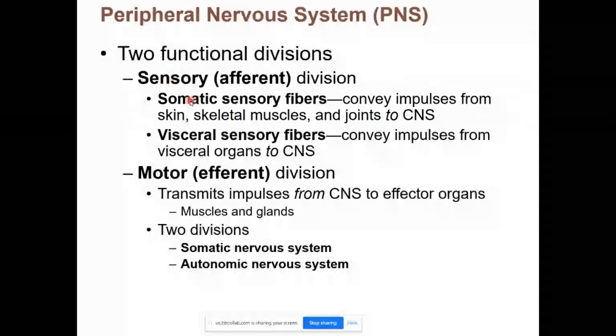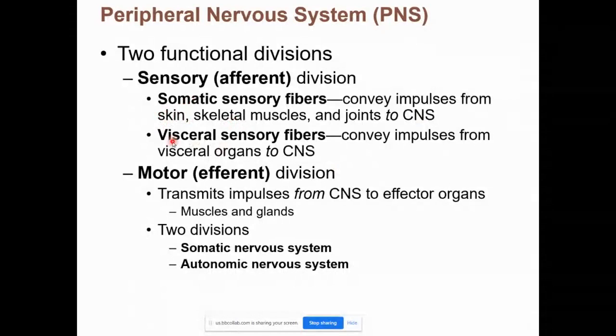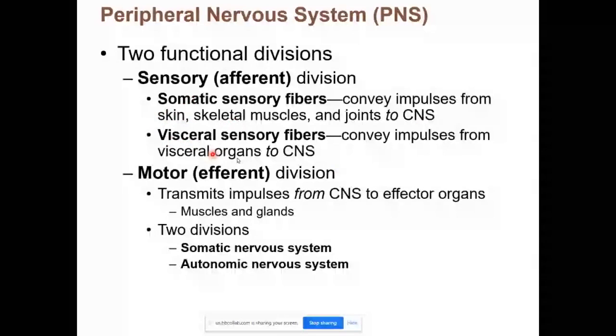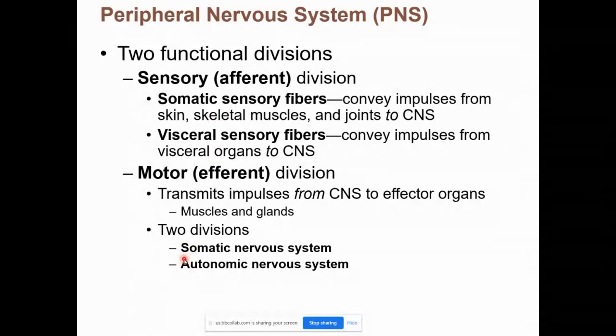So somatic, this is sensory information going towards the CNS, coming from things like your skin, so touch, pain, temperature, right? And from your skeletal muscles and joints. But your visceral sensory fibers are coming from your organs, like your stomach or intestines. So there's two types of sensory. There's also two types of motor or efferent fibers, somatic and autonomic. And we have a slide on each of these.